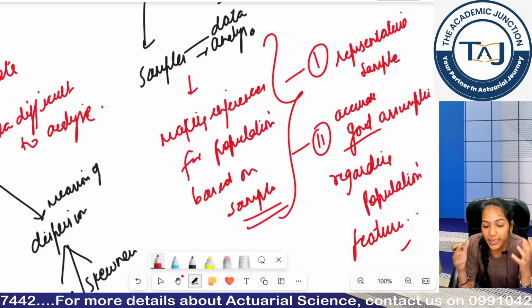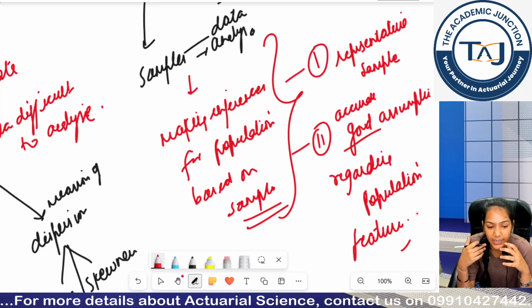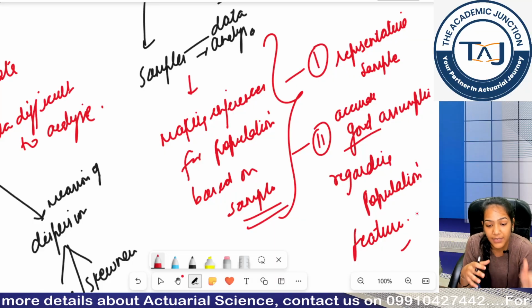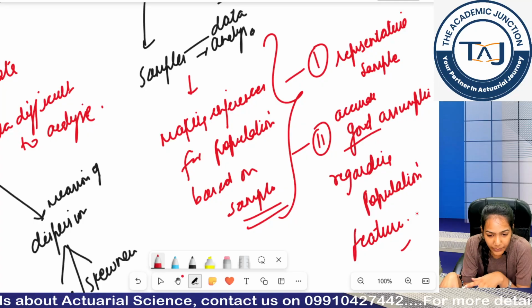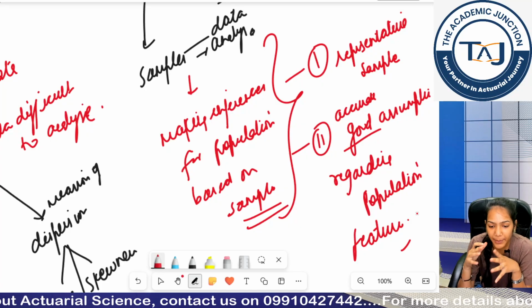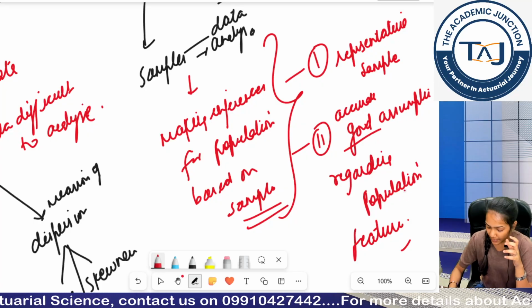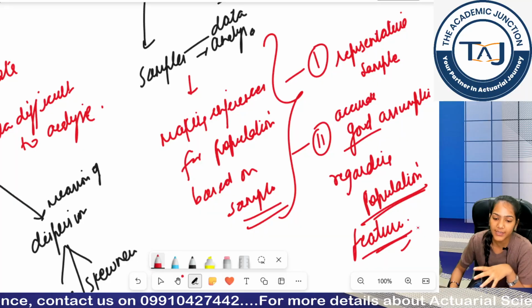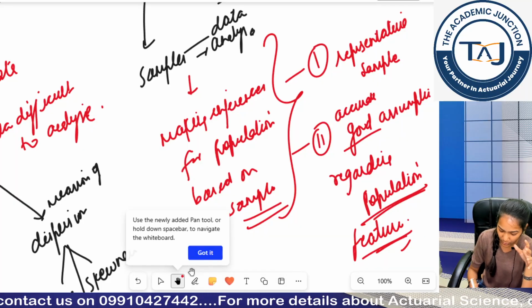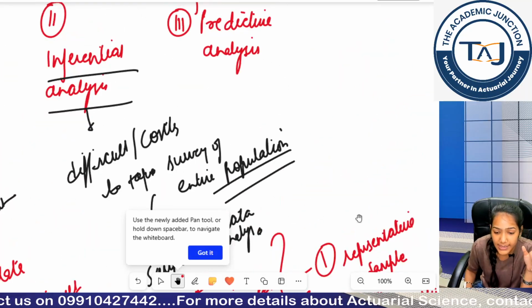Then you won't be making correct decisions or correct inferences regarding the population, even though you have made good inferences for the sample. Even though you have analyzed your sample correctly, if you have not identified the population features correctly, then you will not be able to make a good inferential analysis. Is it clear, guys?